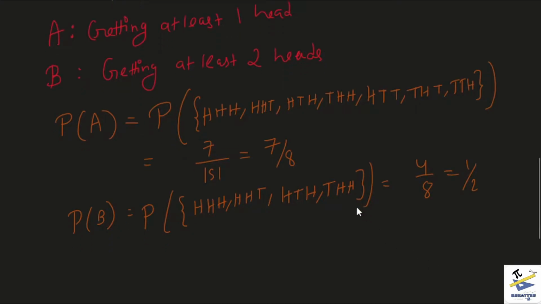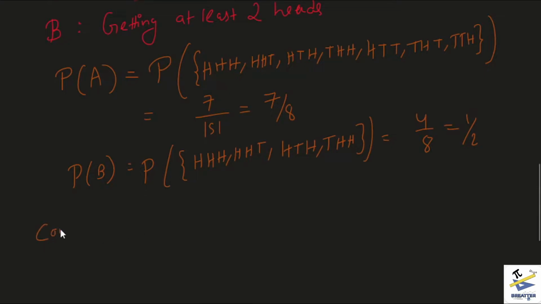Now consider the event A intersection B. So getting at least one head and getting at least two heads. As you can see, getting at least two heads basically has all the features that event A also has. Getting at least two heads would also imply getting at least one head. So that means A intersection B is basically B, because B is a subset of A. A proper subset, in fact.